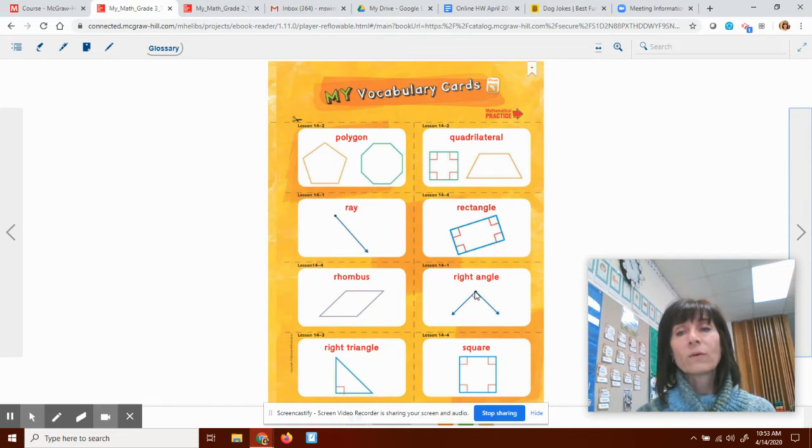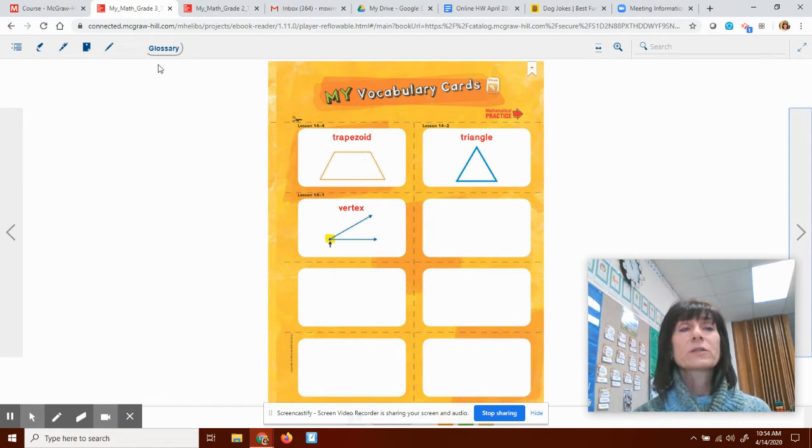A right angle, you'll hear a lot about, maybe not in this chapter, but also when you do 4th grade math. A right angle is when you have a line that they call perpendicular. It's straight and it forms a perfect square here. That's a right angle. A right triangle is simply a triangle with 3 sides, but one side is going to have a right angle. Square, 4 equal sides.